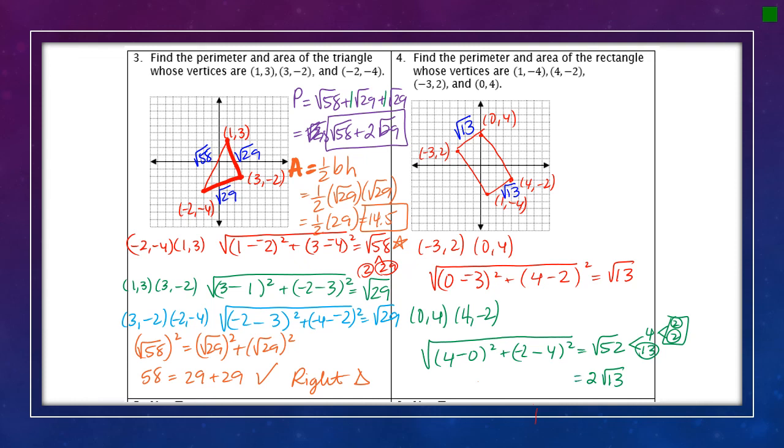So I think I mentioned this in the previous slide. The reason you have to break down all your radicals if you can is because when you look at the square root of 13 and the square root of 52, they don't look like you could add them together. But when you break down the square root of 52, you see that they actually can be added together. So if you didn't break down that radical, your perimeter answer would look wrong. All right, so let me put in these distances, and then we'll calculate area and perimeter, and we'll be done.